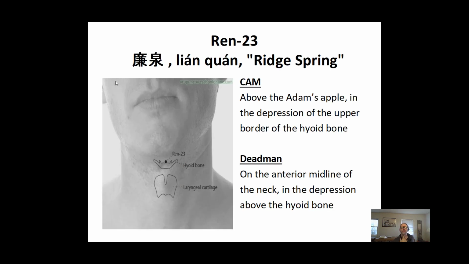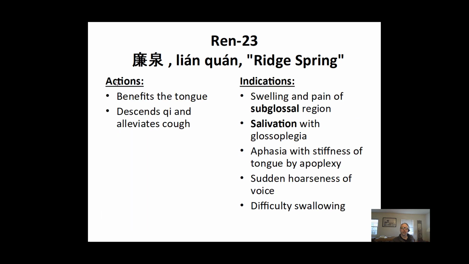23. 23 is right here on the anterior midline of the neck, in the depression above the hyoid bone. Benefits the tongue, descends qi, and alleviates cough. This is all about swelling and pain in the sublingual region. Any problems about salivating, things like that. Aphasia with stiffness of the tongue, sudden hoarseness of voice, difficulty swallowing. It's all about the throat.